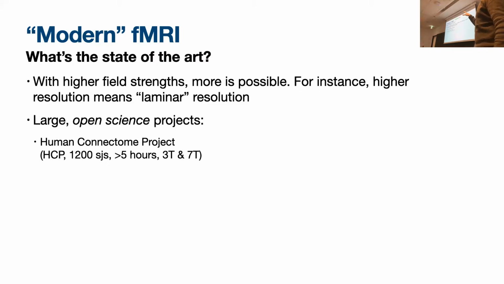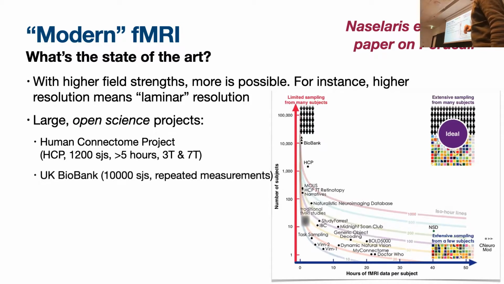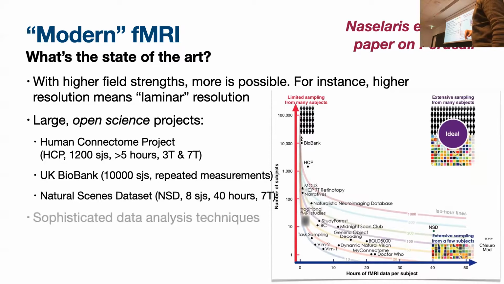People have started doing very large open science projects. So you can actually download enormous amounts of data for free and analyze them in your own way. If you have an idea, you can do this. We're specifically working with the Human Connectome Project in the lab, which is 1,200 subjects, each scanned for over 5 hours, both at 3 Tesla and at 7 Tesla. We're also working with the Natural Scenes Dataset, where 8 subjects were scanned for 40 hours, not in a row, but 40 sessions together. There are even larger things there.